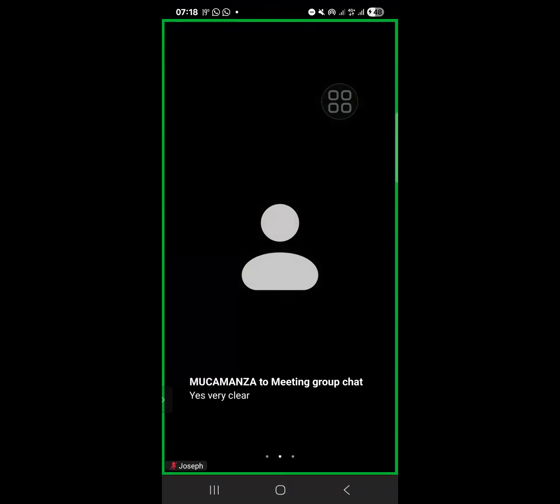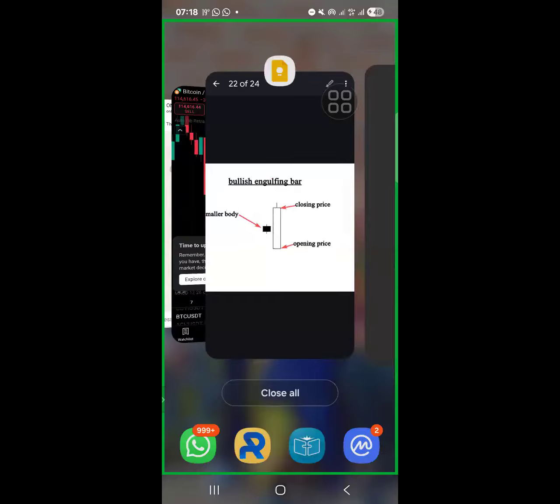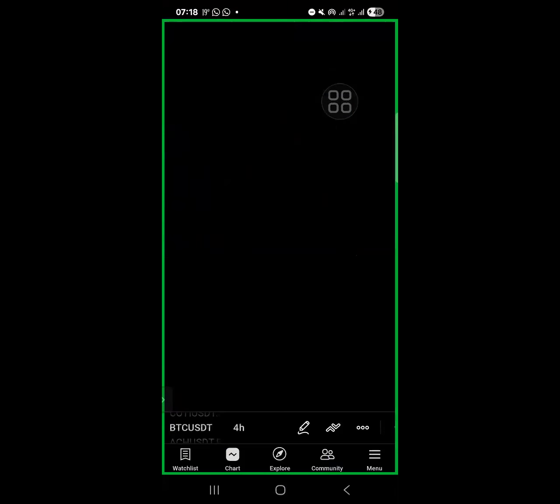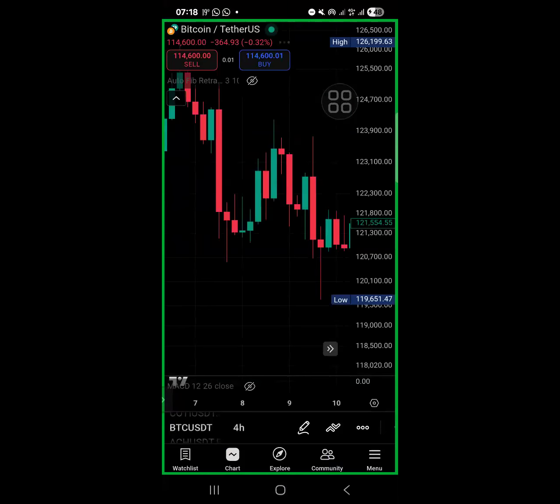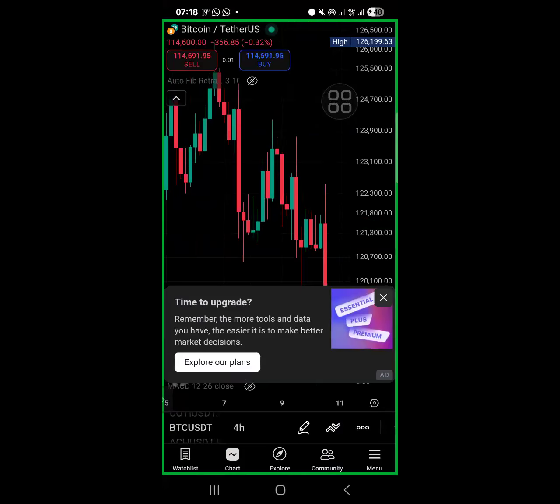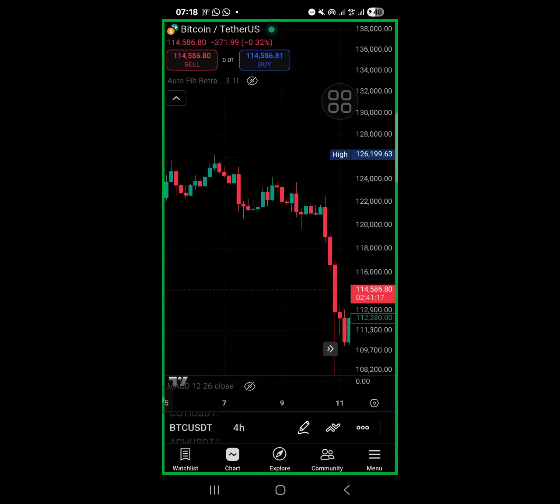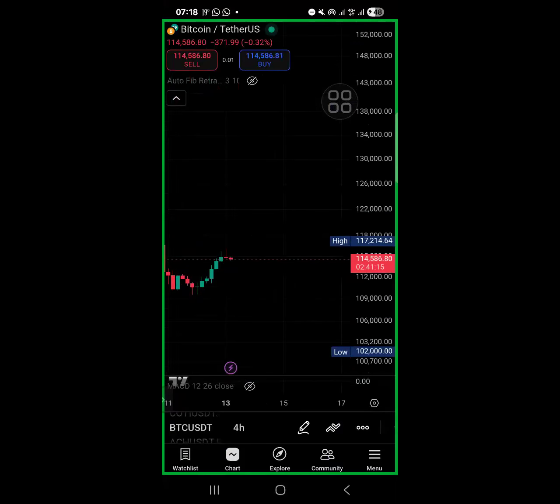Is this clear? When you go to your TradingView, the first thing you need to look out for is what is the trend, what is the previous trend, where is the market coming from, so that you are able to establish where it is going to. When you open your TradingView, what you need to look for is the previous trend, right? What is the previous trend?